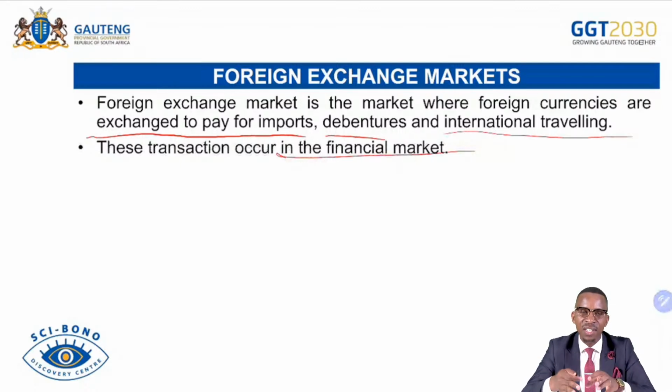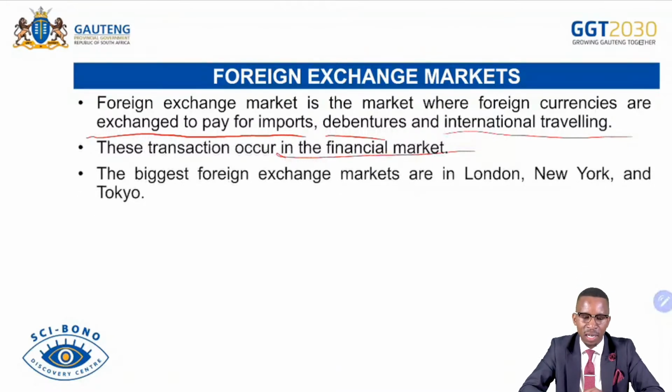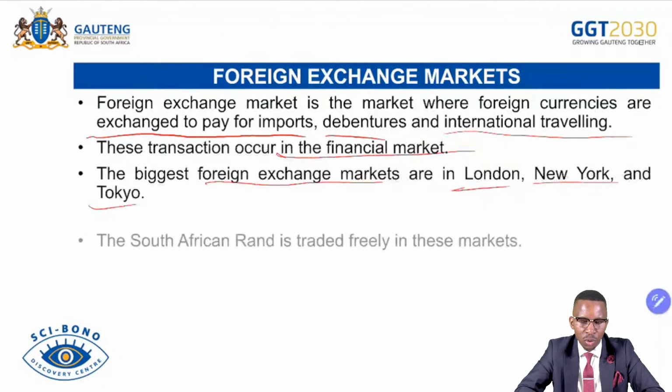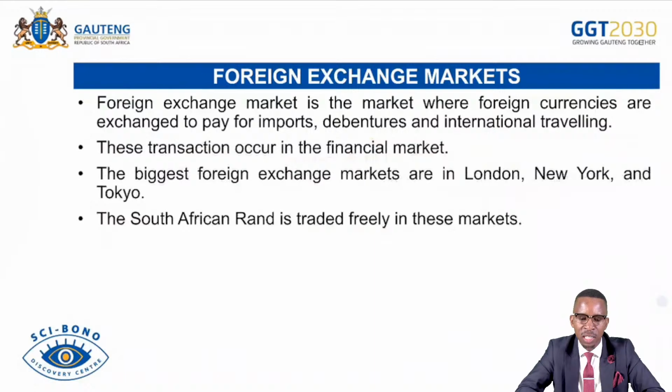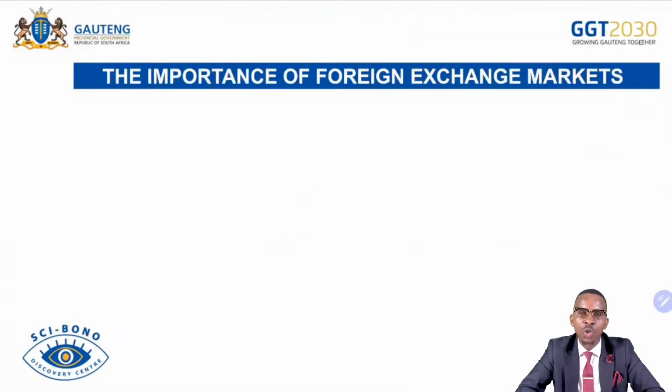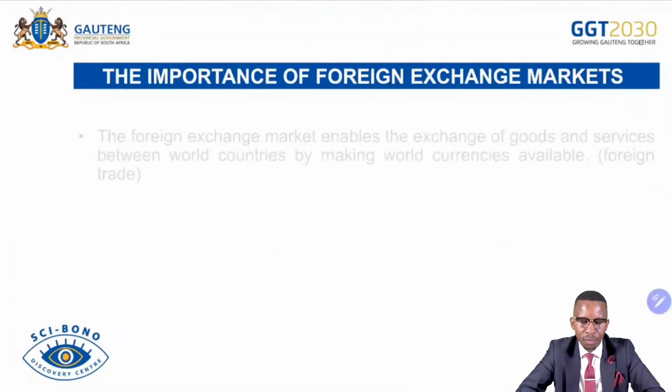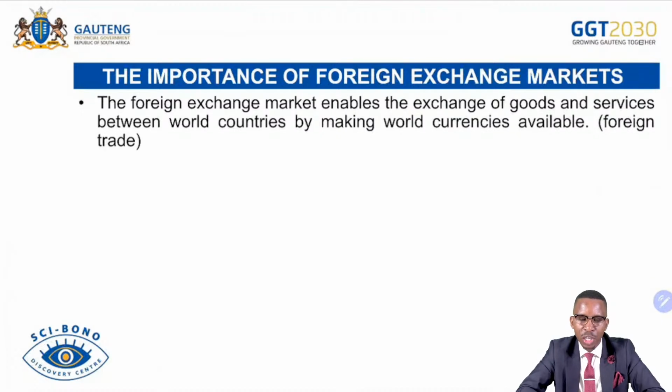So these transactions that include foreign exchange markets or currencies occur in financial institutions or financial markets. The biggest foreign exchange markets in the world are in London, New York, and Tokyo. And then also our South African rand is freely traded in these markets, since it is not controlled by the state. And then the importance of the foreign exchange market.